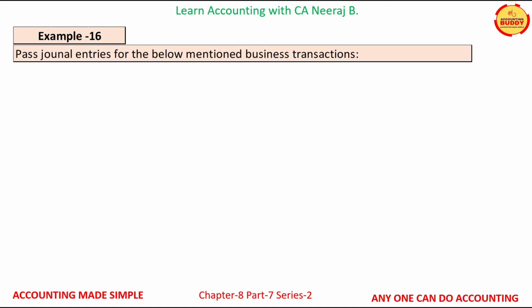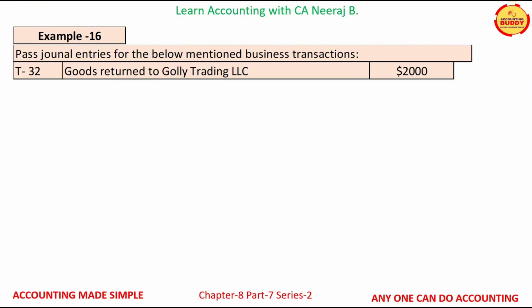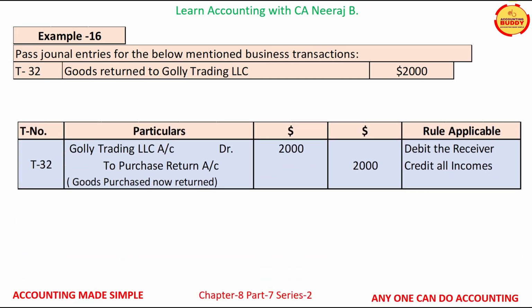Another illustration for journal entries on your screens is pass journal entries for below mentioned transactions. Transaction T32 is goods returned to Goli Trading LLC worth $2,000. The two accounts which are affected by this transaction are creditors account of Goli Trading LLC and purchase return account.